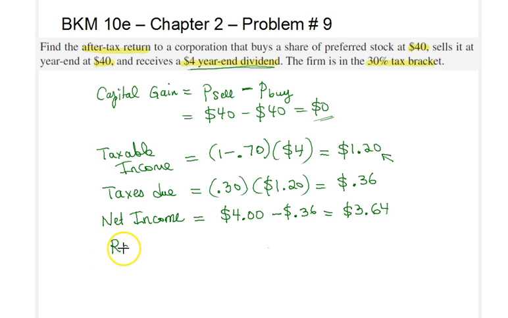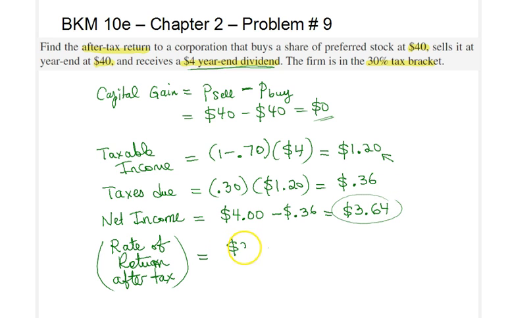Therefore, finally, the after-tax rate of return is basically like a holding period return. You have a net gain of $3.64 for an initial investment of $40. And making the calculation, we realize our return from this investment is simply 9.10%. So that solves our problem.